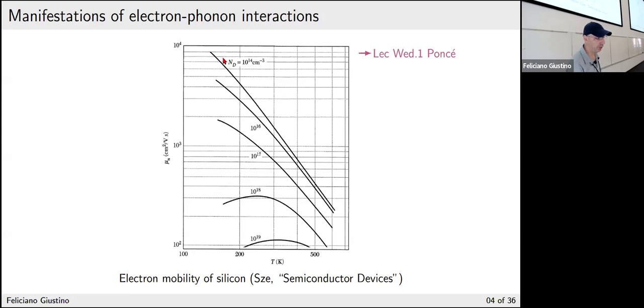And what this curve is showing is that if you increase temperature, this velocity decreases. What is happening is that as you increase temperature, the amplitude of the lattice vibrations increases, and you have more scattering, and the electrons have more difficulty in proceeding, all right? So these scattering processes are leading to generation of heat, and that's why we need to cool electronic devices. This will be covered on Wednesday in lectures and tutorials by Samuel Poncé.